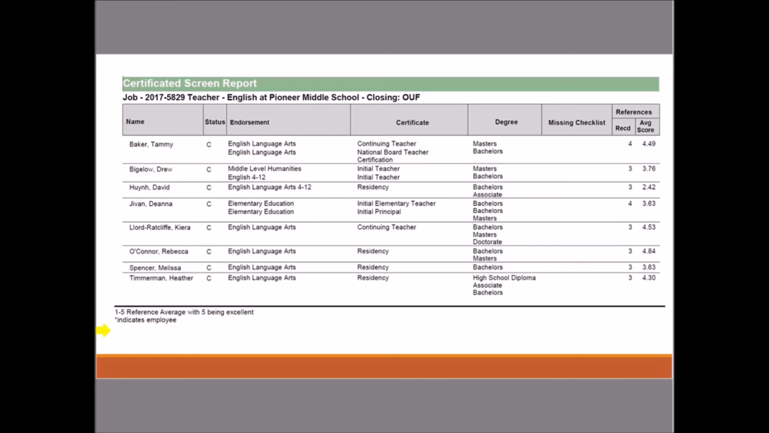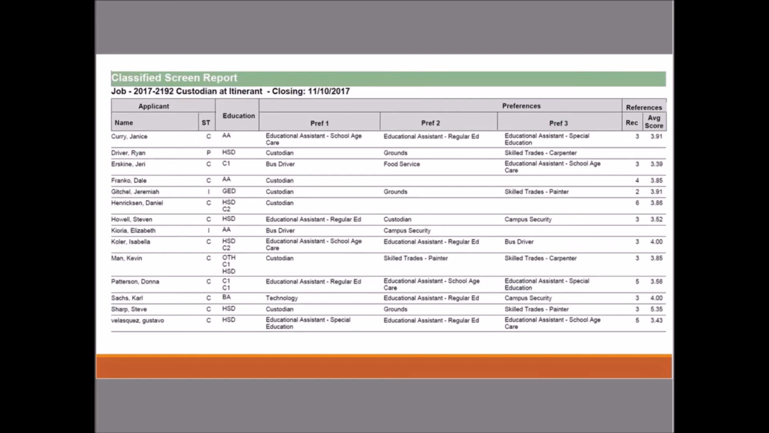I'm going to show you from a different district a sample of what they're using for their classified screening. So this district also lists the applicant and the status. And then they wanted their level of education, like an AA, high school diploma, or GED, because it's a classified position. We're looking at a custodian here. I don't know what these C1 stand for, but they do have a code in their district, and I just can't remember what it is. So their screeners know what that means.